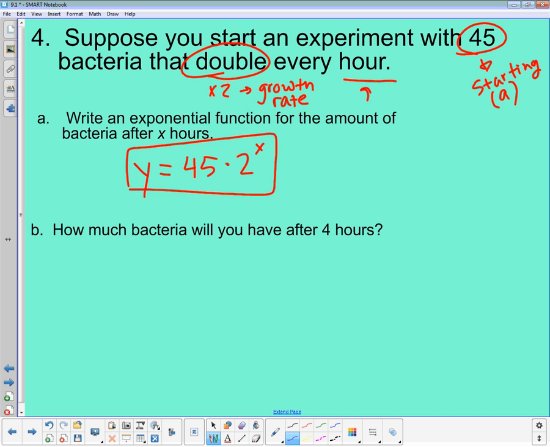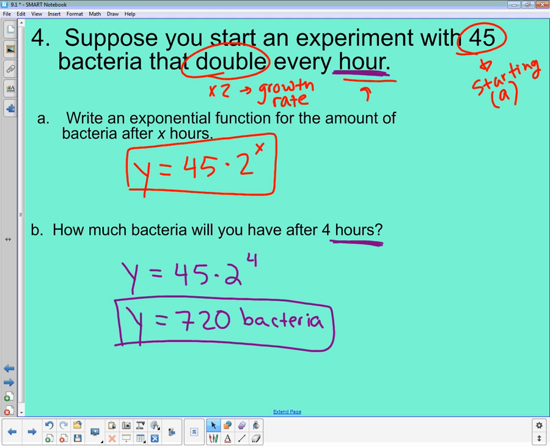It's always a good idea to make sure that the period of time that they're talking about in the original question matches the one that you are asked to find, because sometimes they'll go from days to hours or from hours to seconds or something like that, and you need to convert your time somehow. So then I take the 4, I'm in hours and hours, so I take the 4 and plug it in. Y is equal to 45 times 2 to the 4th power. I can plug that into my calculator and I get y is equal to 720 bacteria. Again, don't forget to label that answer there.